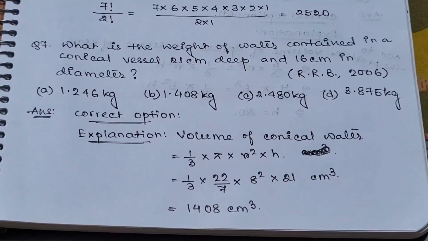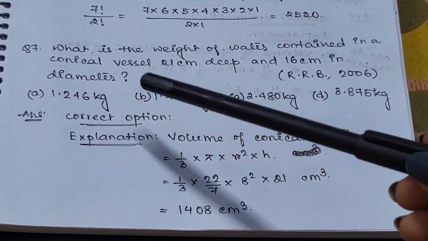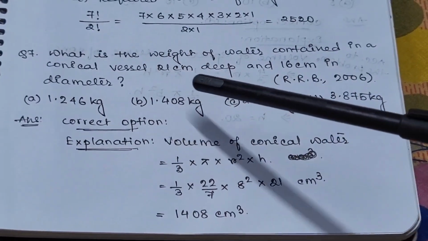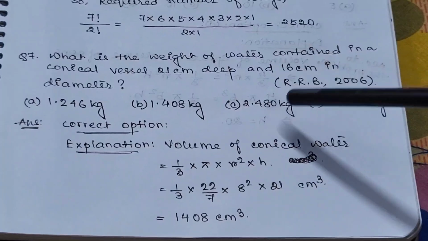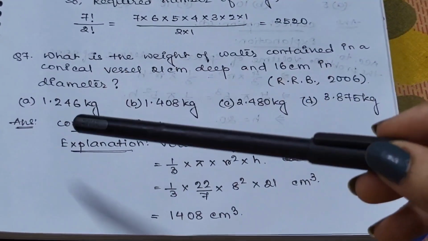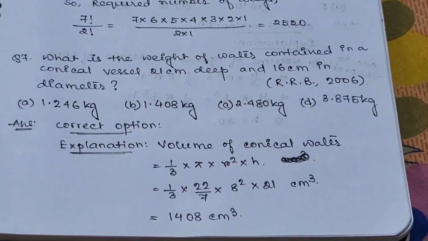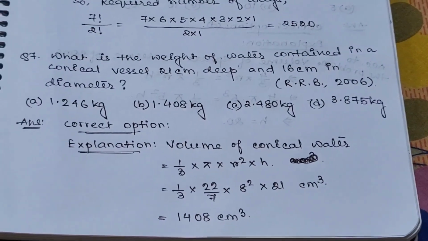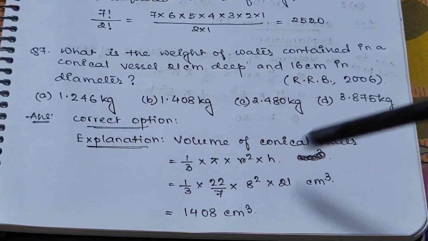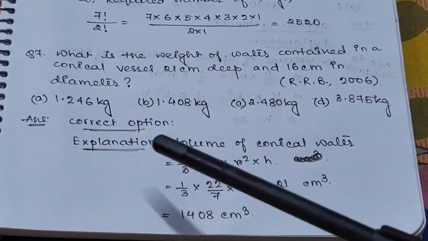Next is question 7. It says, what is the weight of the water contained in a conical vessel 21 centimeter deep, that is 21 is the height of that conical vessel, and 16 centimeter in diameter. If 16 centimeter is the diameter of the conical vessel, then its radius would be 8 centimeter, that is divided by 2. It is an RRB question of 2006. Now the correct option you would guess, and that is the explanation.